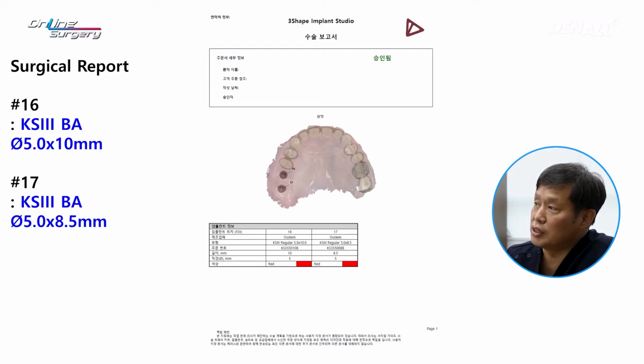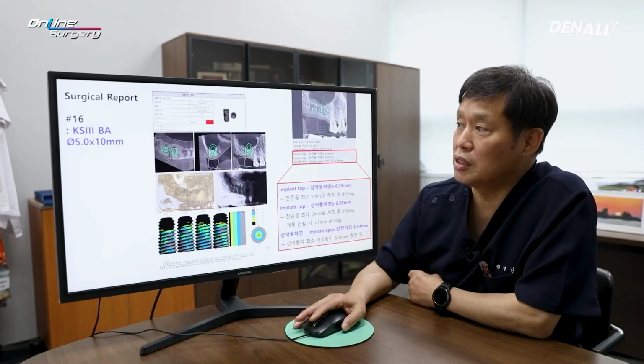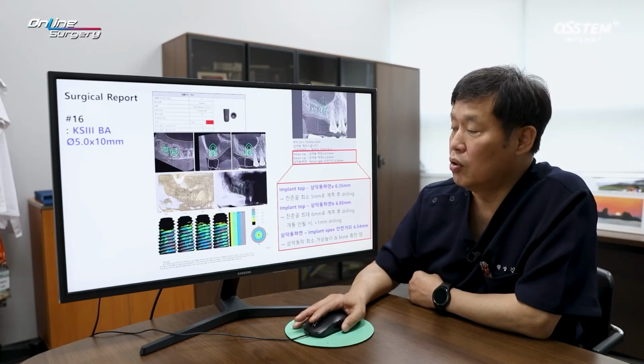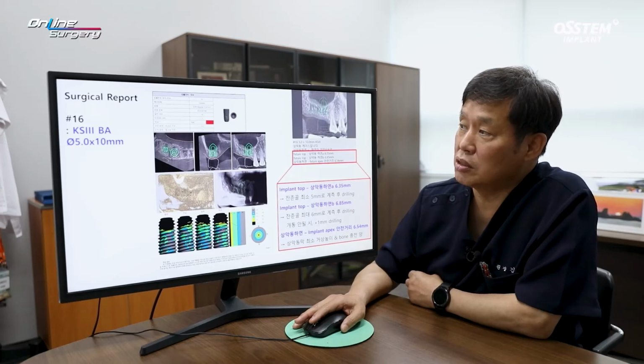In number 16, you can see that the minimum distance from the implant top to the inferior margin of the sinus floor is 6.35 millimeters. Following that, OneCAS drill was chosen, and initial drilling was planned for up to 5 millimeters. Crestal approach was planned to do hydrolift and bone graft.